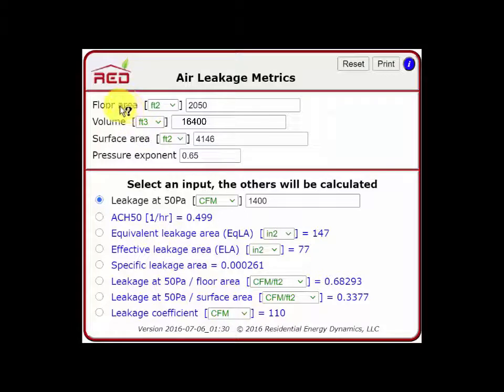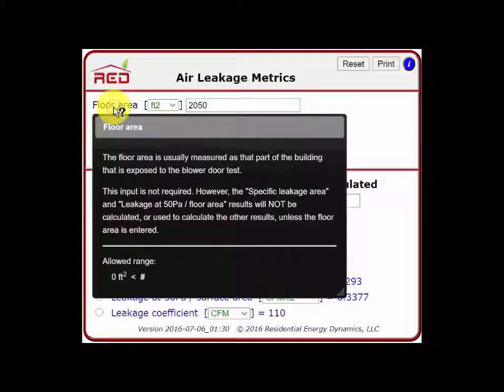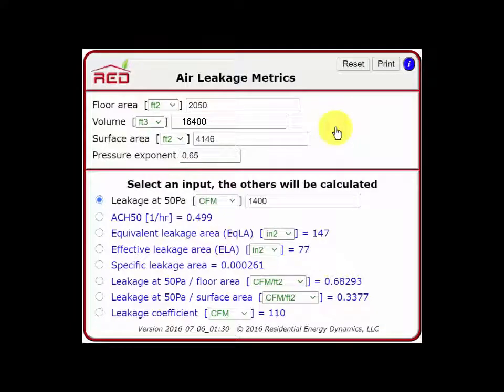And as with all of the REDCalc Free and Pro tools, if you click on a label either for an input, black font, or a result, blue font, it will give you what we call pop-up help. You engage it like this and then get rid of it by clicking again.